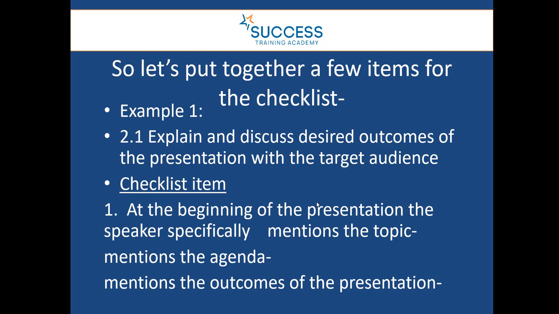As I was going through the checklist before, and describing some examples for CPR and the coffee shop and different things, I was giving you some examples of what would go into an observation checklist. Now, let me show you some more examples. This is for the unit BSB CMM, make a presentation. A checklist item could be: at the beginning of the presentation, the speaker specifically mentions the topic, the agenda, and the outcome of the presentation. You would obviously have a tick box, satisfactory or not satisfactory, that the assessor would be able to go through and tick.